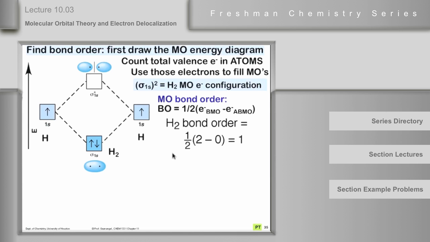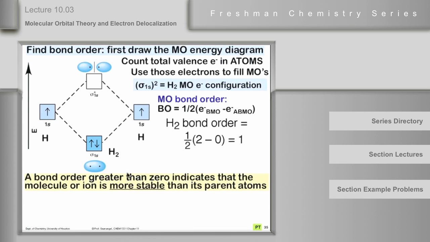But they both go towards the same result. That is to say, a molecule with a bond order of 1 should be a stable molecule. It has a bond, right? So we could say, general rule, take note of this, a bond order greater than 0, all that has to be is greater than 0, indicates that the molecule or ion is more stable than its parent atoms. In other words, forming the molecule is downhill energy-wise from the atoms.